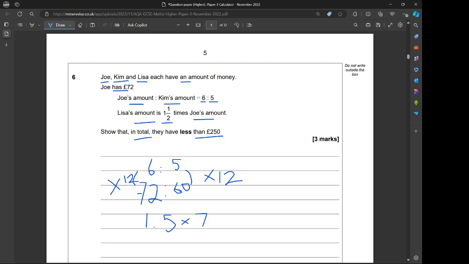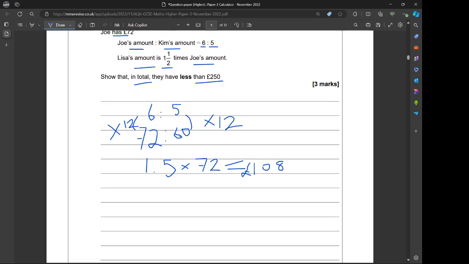Okay, if you bring that into your calculator, we get 108. So £108. So Lisa has £108. Okay, the final step now is to do 108, add 72, add 60. So 108.